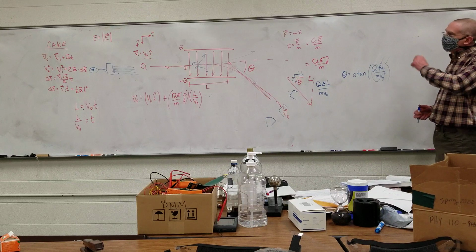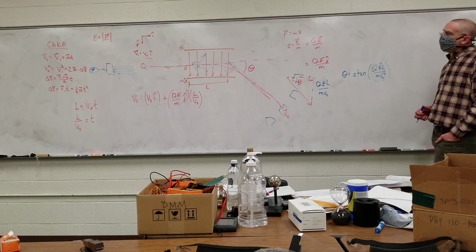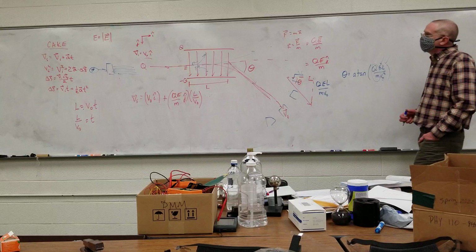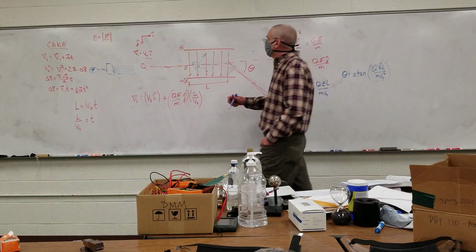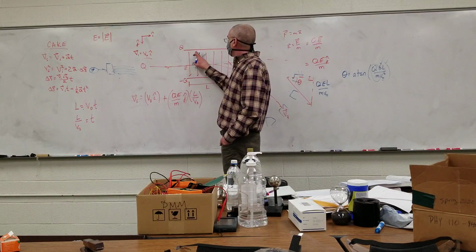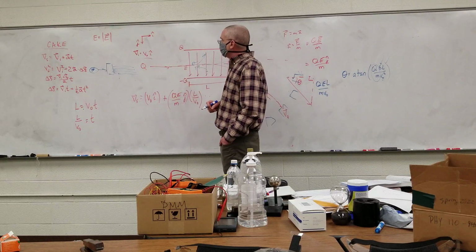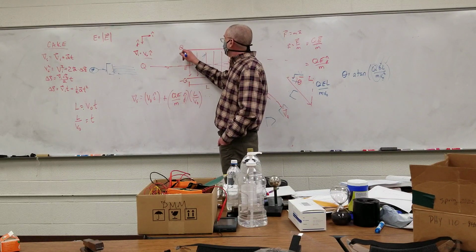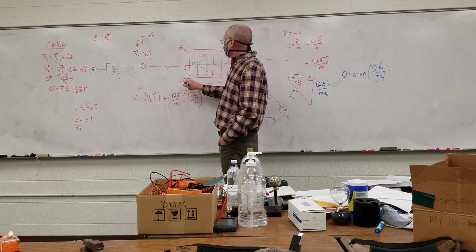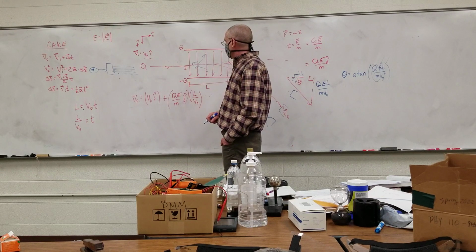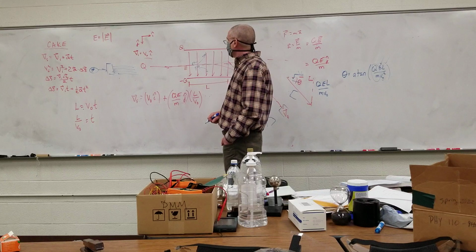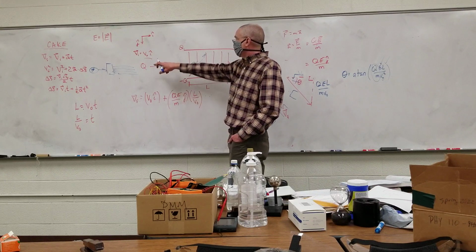Ah, I see my problem here. I used capital Q two different ways. The charge on the plates, Q and negative Q, and then I had a separate charge over here. That was bad form. Why don't we call this Q1 and this Q2? Because that Q is that one.